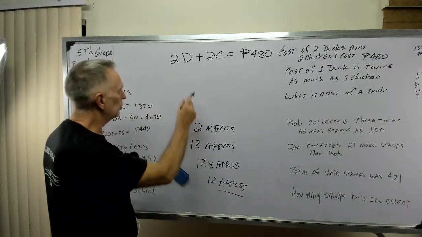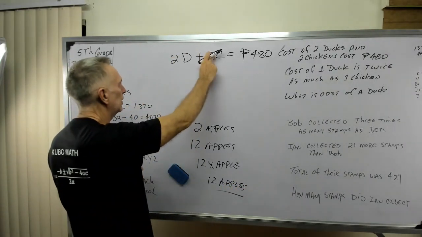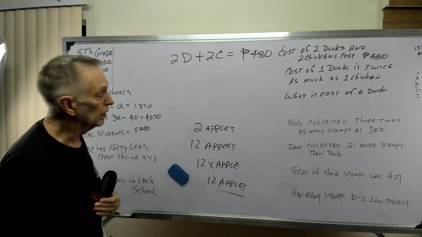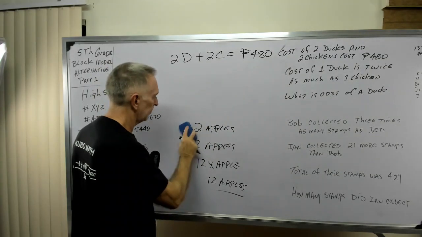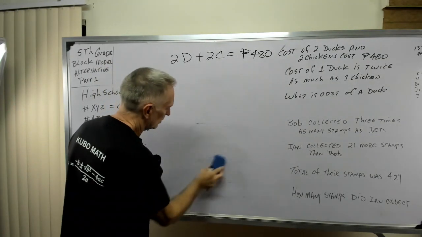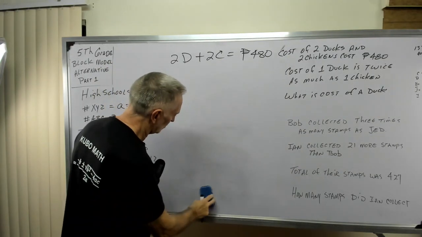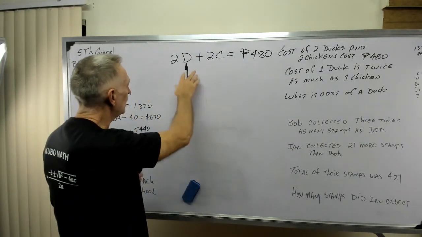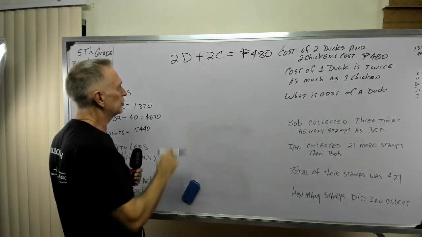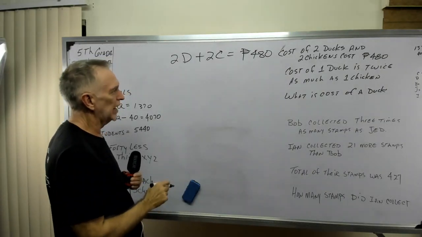So as you go through your algebraic journey, you'll see it like that. And that means 2 times D plus 2 times C. It's really sticky in the room tonight, so it may look like a mess on my board. Okay, 2D plus 2C equals 480 pesos.